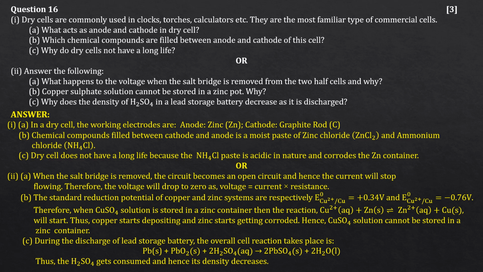So lead storage battery is one of the secondary cells. What are the reactions at cathode and anode during discharging when you are using it, and what are the reactions while charging? These are very important. In addition to that, this time they have given a question from dry cell.